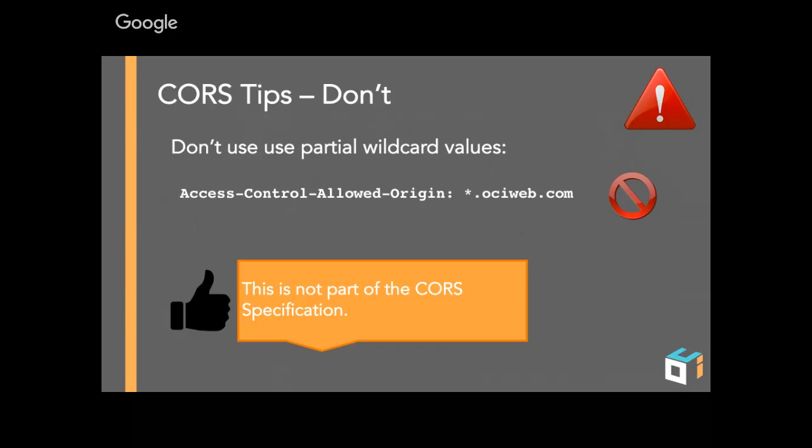Don't use partial values. So here's an example. This doesn't work: star.domain.com, ociweb.com, it does not work. It may seem obvious to us as developers developing patterns, but it's not part of the core specification. And again, you'll find people online, if you search on Stack Overflow, saying I tried this and it worked. Well, no, it actually didn't work. Something else was broken or not part of your implementation. Your DNS is broken, that's a great example.